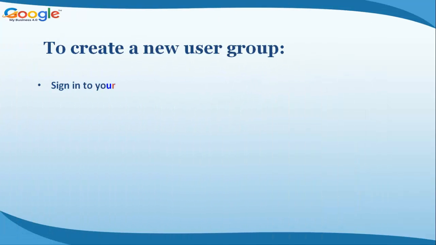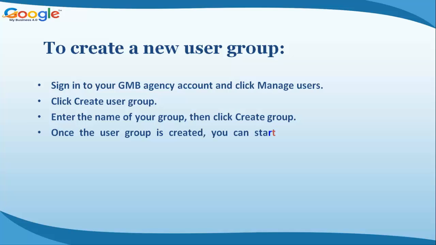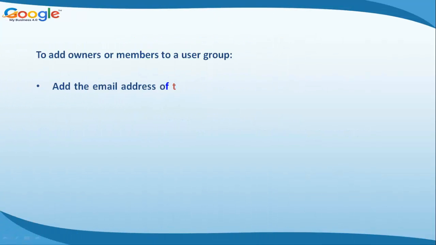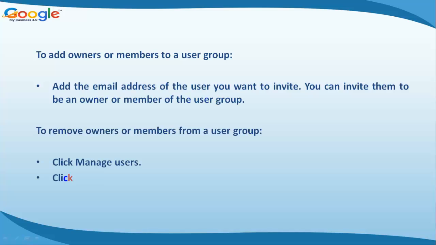To create a new user group, sign into your GMB agency account and click Manage Users. Click Create User Group. Enter the name of your group, then click Create Group. Once the user group is created, you can start adding owners and members. To add owners and members to a user group, add the email address of the user you want to invite. You can invite them to be an owner or member of the group.